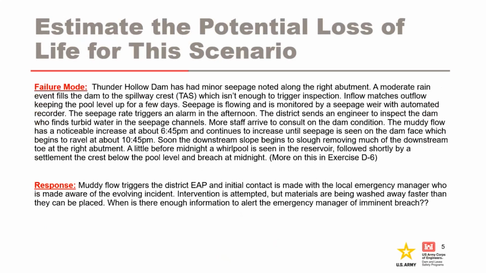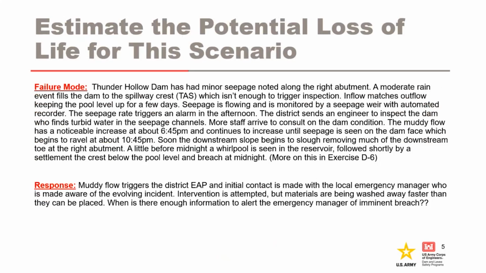All right, so here's the failure mode. Thunder Hollow Dam has had a minor seepage noted along the right abutment. A moderate rain event fills the dam to the spillway crest, top of active storage, which isn't enough to trigger inspection. Inflow matches outflow, keeping the pool level for a few days. Seepage is monitored by a seepage weir and an automated recorder. The seepage rate triggers an alarm in the afternoon. The district sends an engineer to inspect the dam, who finds turbid water in the seepage channels. More staff arrive to consult on the dam condition.